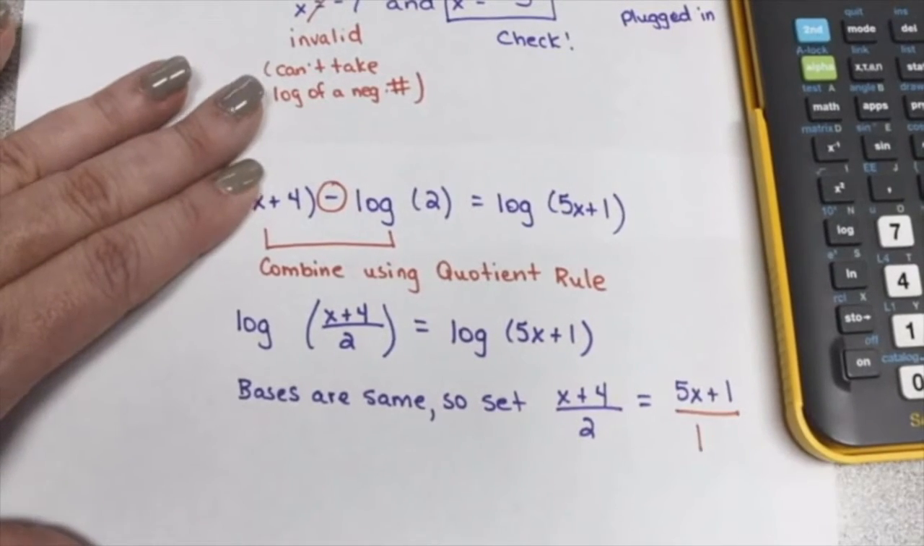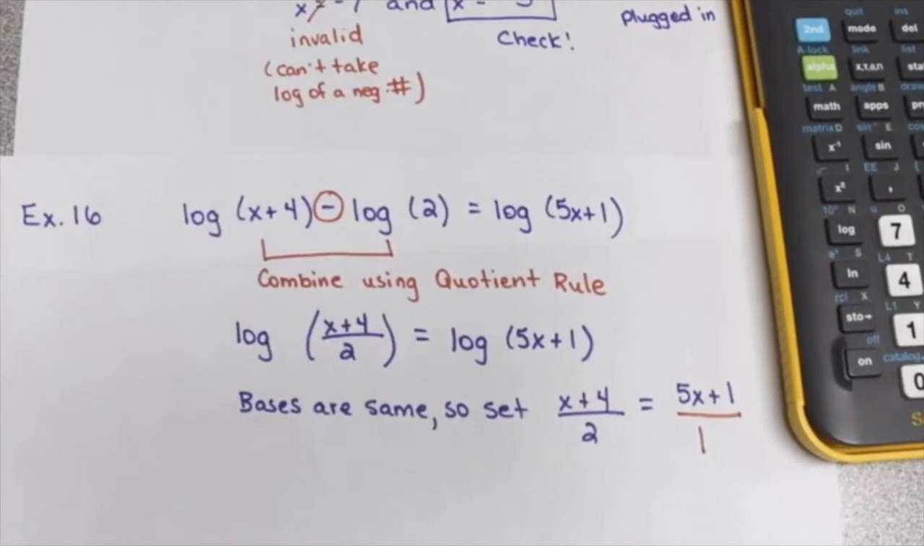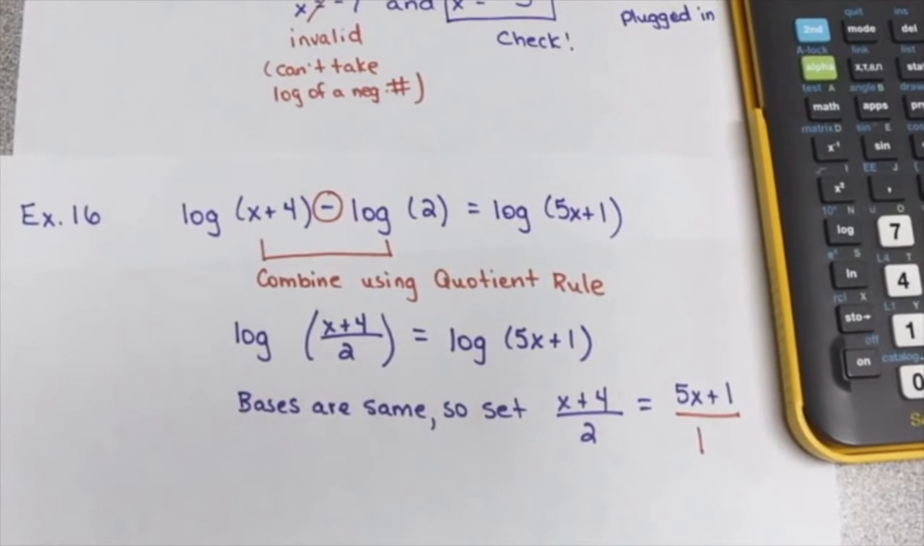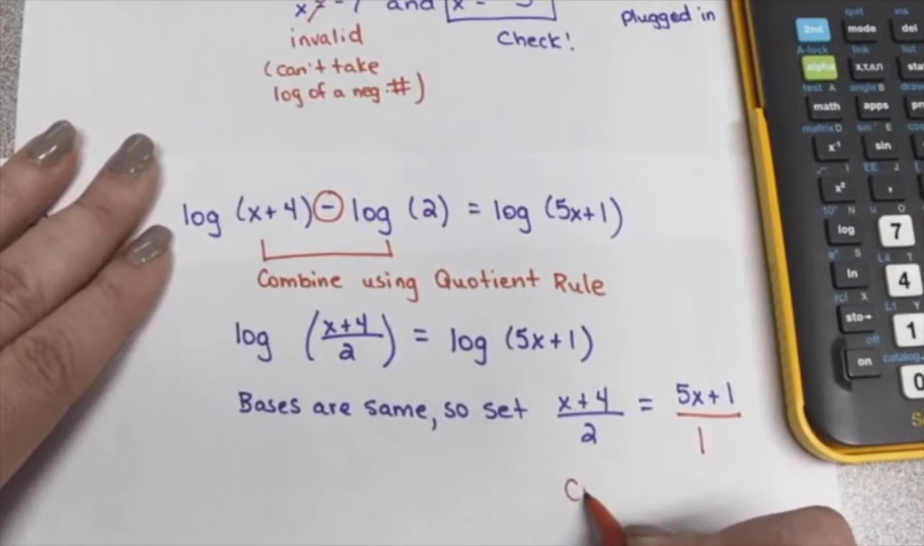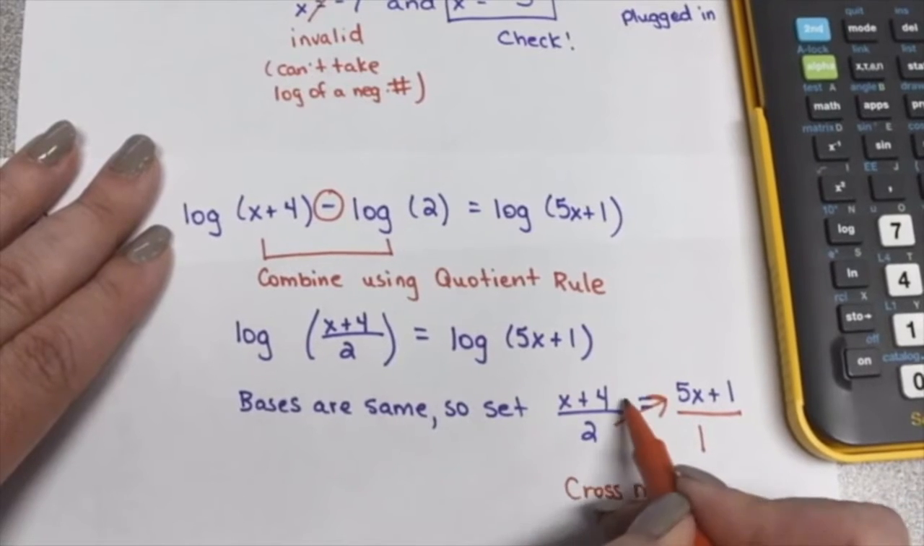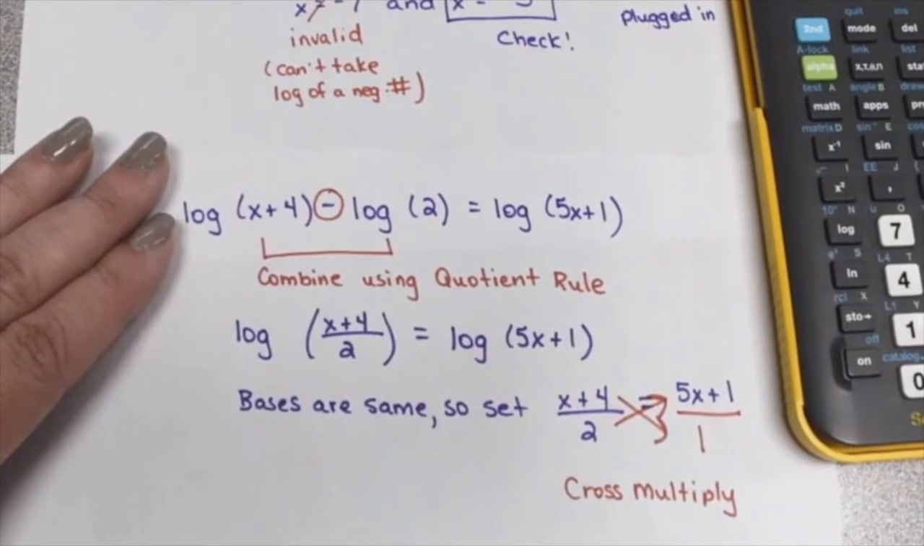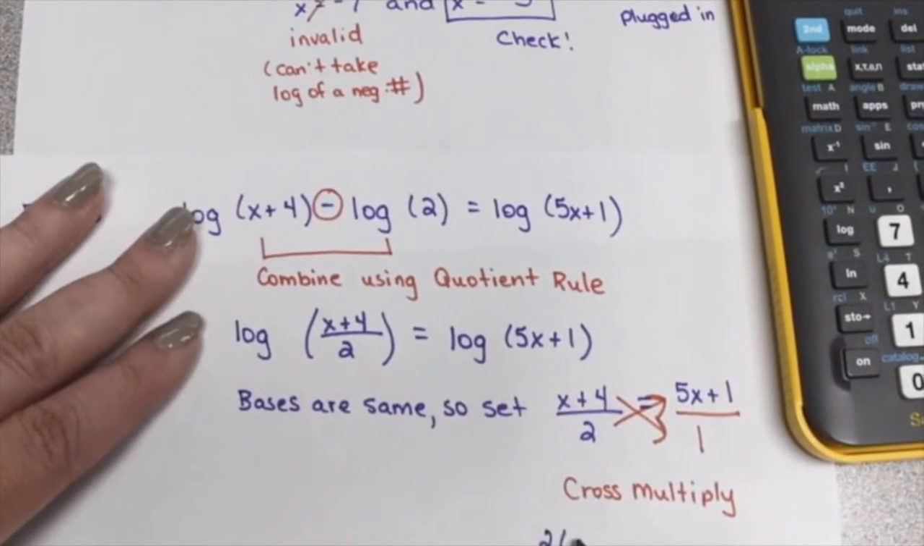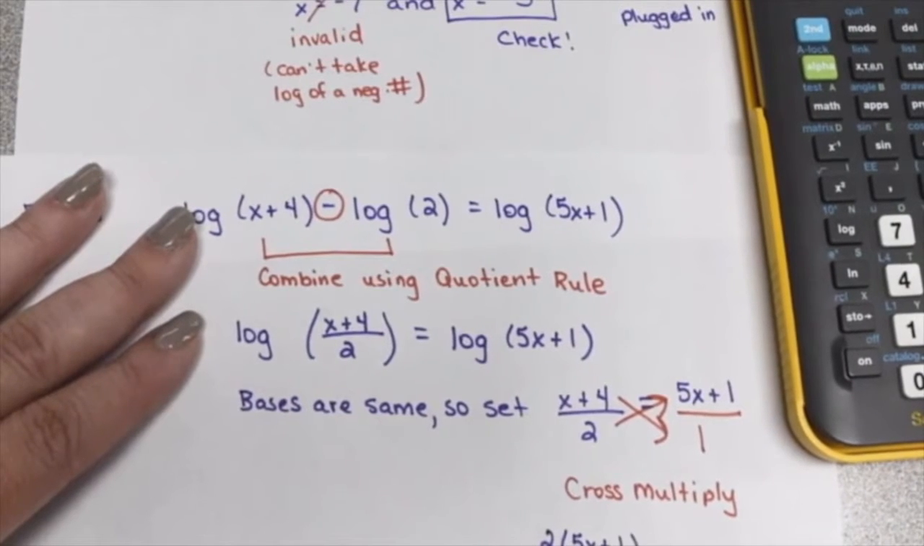So let me rewrite this over 1 and see if we remember. We already did this once today. So what rule do we need to use to go ahead and solve this now that it's out of log form? Cross multiply. So you're going to do this times this equals that times that. So we've got 2 times (5x plus 1) equals 1 times (x plus 4).